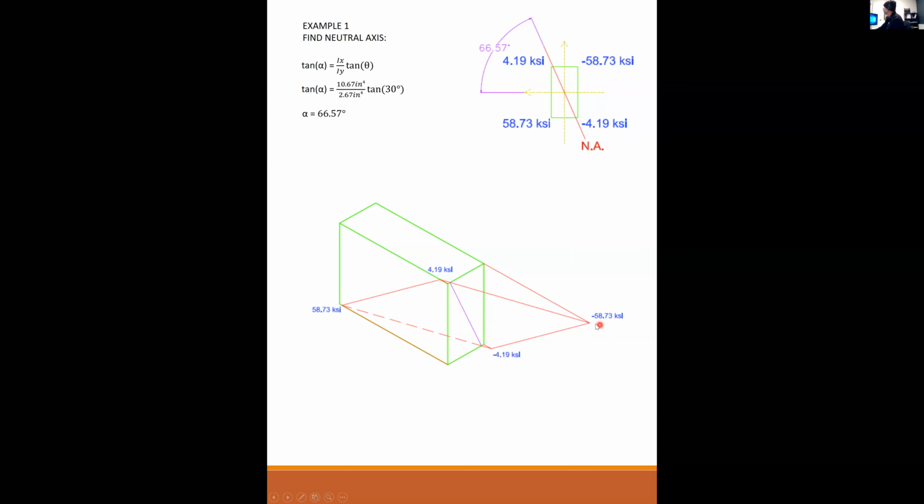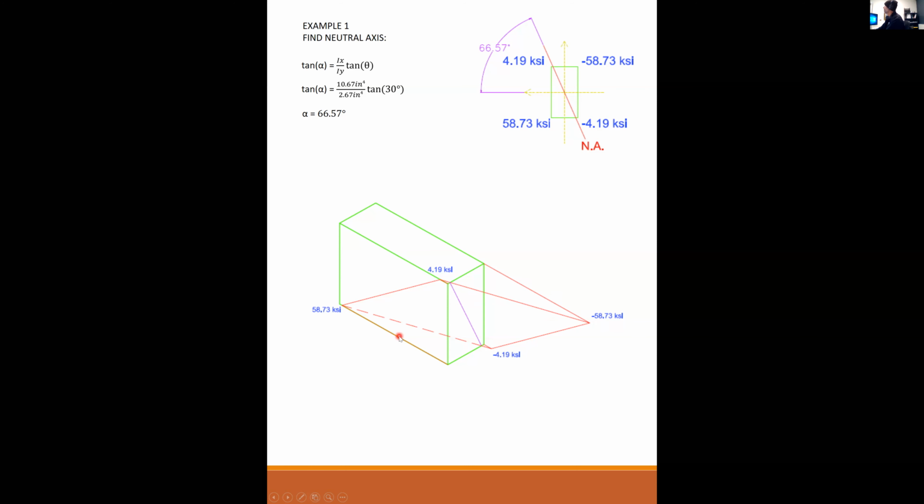This stress is equal to, way out here, minus 58.73 in compression, and it forms this shape. So this magnitude is 4, this magnitude is 60 almost. Here's your positive 4 and positive 60.